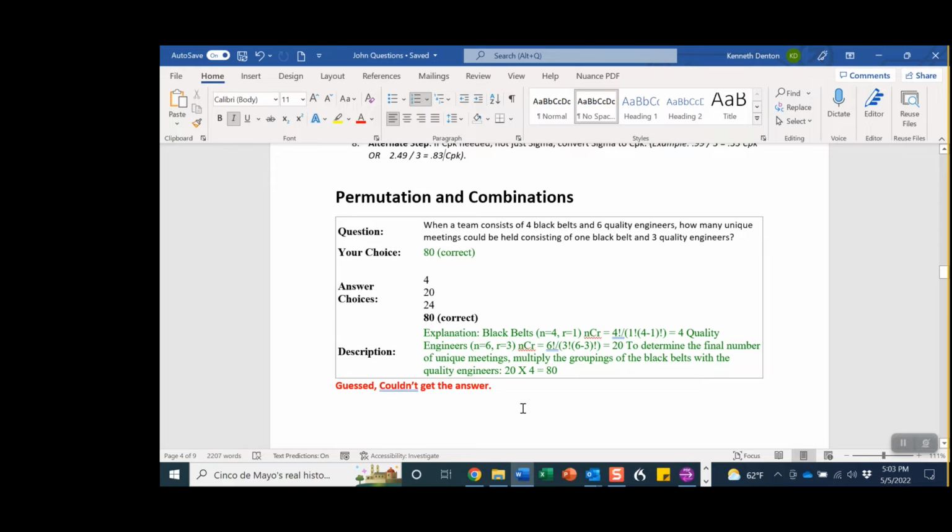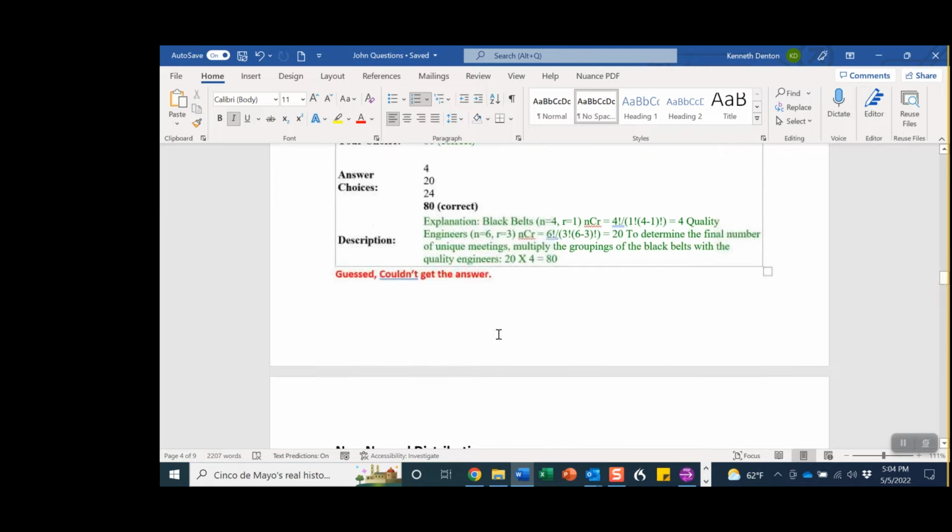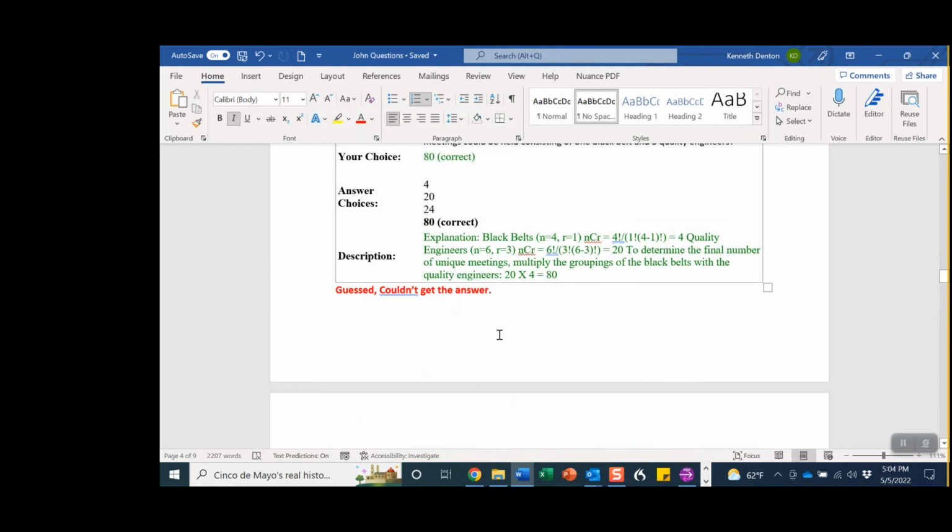Now this is another one. I could not get the answer. Couldn't figure out what you did or how you did. When a team consists of 4 black belts and 6 quality engineers, no, don't worry about that one. I threw it on there because I saw it on an exam once, and later on you'll get this one, but it's way too complex. I tried every which way but Sunday. I could not get it. Don't worry about that one. They're not going to ask you that.